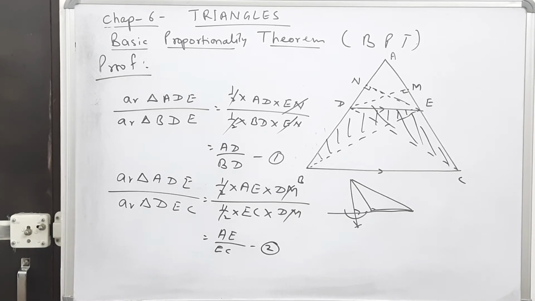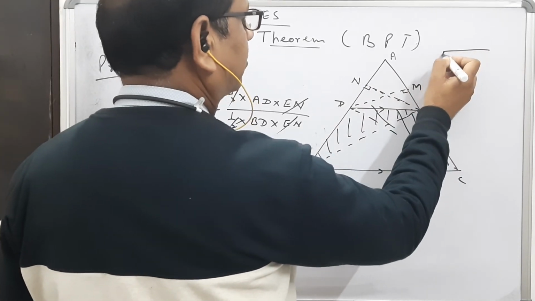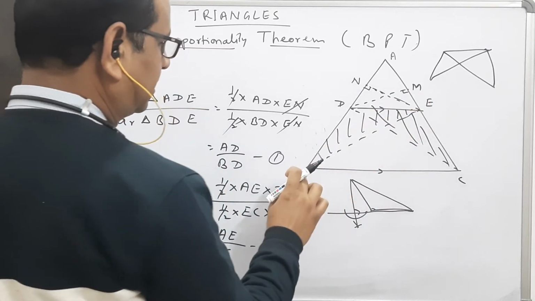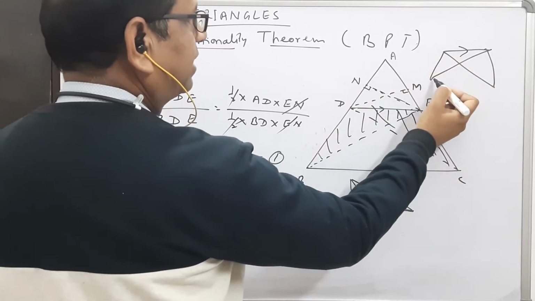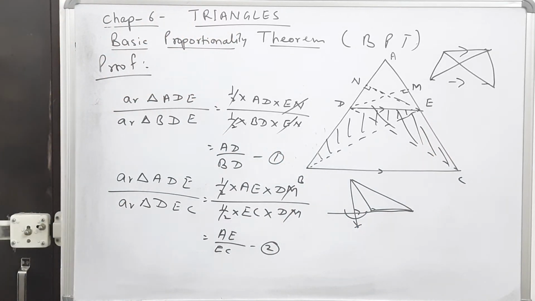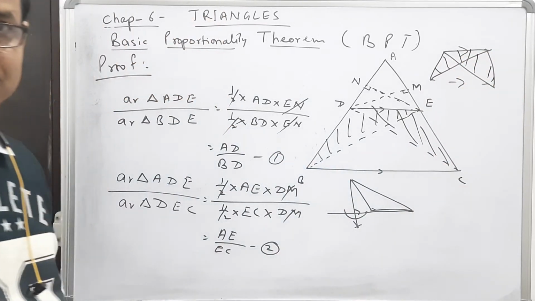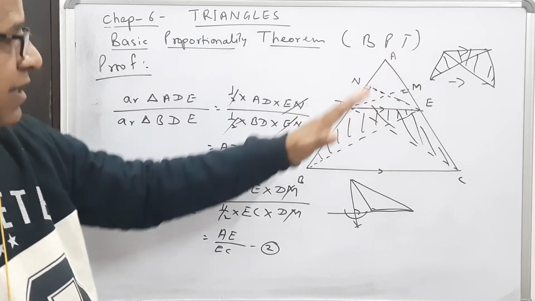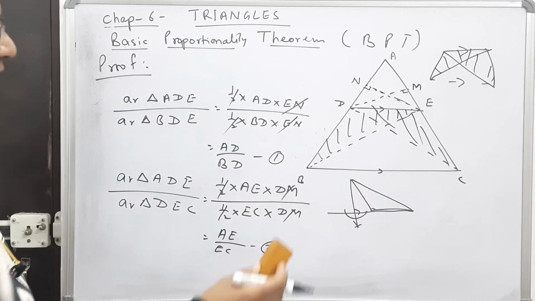Now if you study nicely, please see this part. One triangle is like this and the other triangle is like this. This is the BDE and DEC. They both lie on the same base and between the same parallels. So their areas will be equal. You have studied this in the 9th class. These are the two triangles which lie on the same base DE and between the same parallels DE and BC.